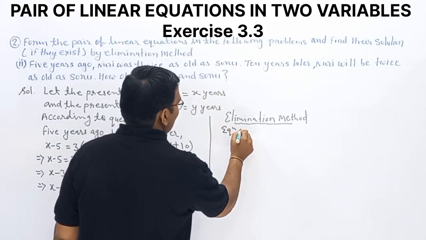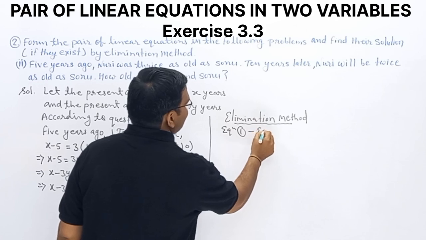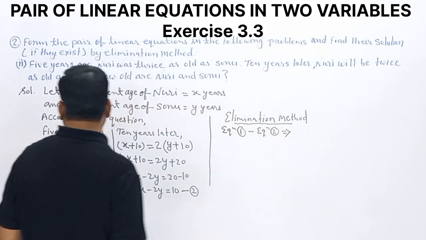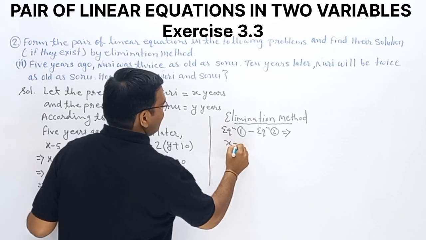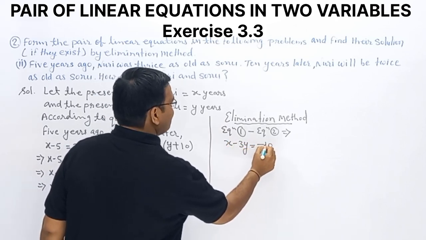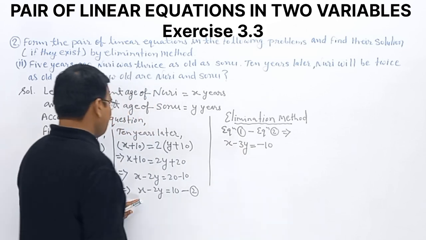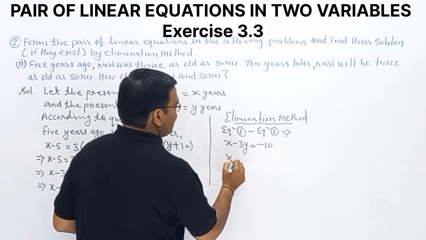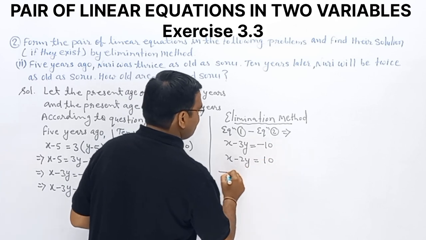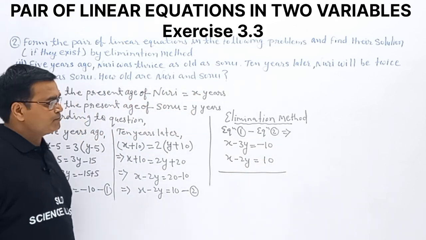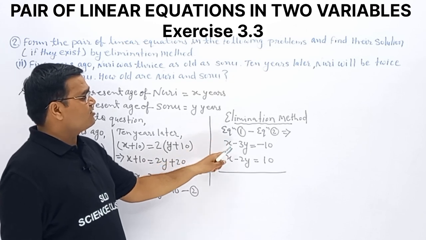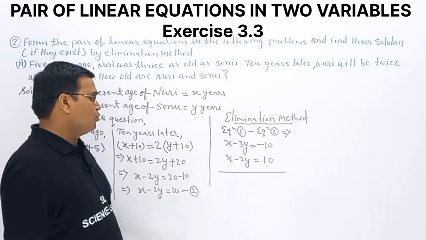Equation 1 minus equation 2, then what are we getting? x minus 3y equal to minus 10. This is equation number 1. And x minus 2y equal to 10. This is equation number 2. Now we are subtracting equation 2 from equation 1.